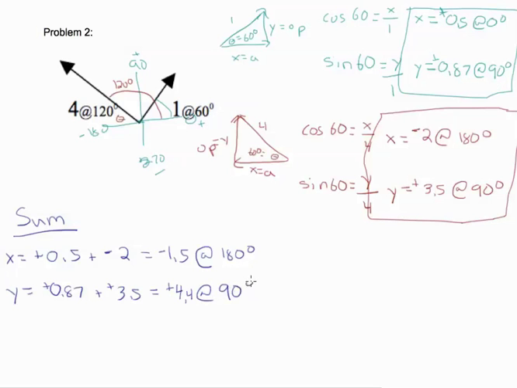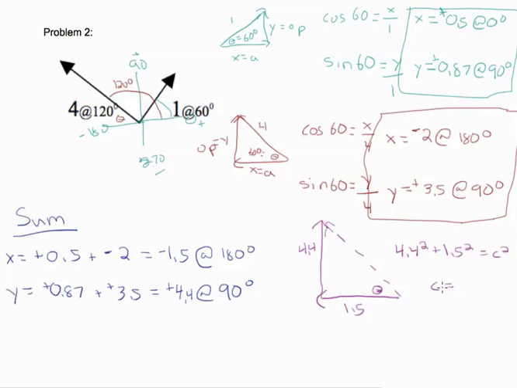So x is at 180, so we need to draw it this way. 1.5. And y is up, so it's 4.4. We need our resultant and our theta. So in order to find our resultant, we can use the Pythagorean theorem, 4.4 squared plus 1.5 squared equals c squared. 4.6, the magnitude of our final vector, 4.6.